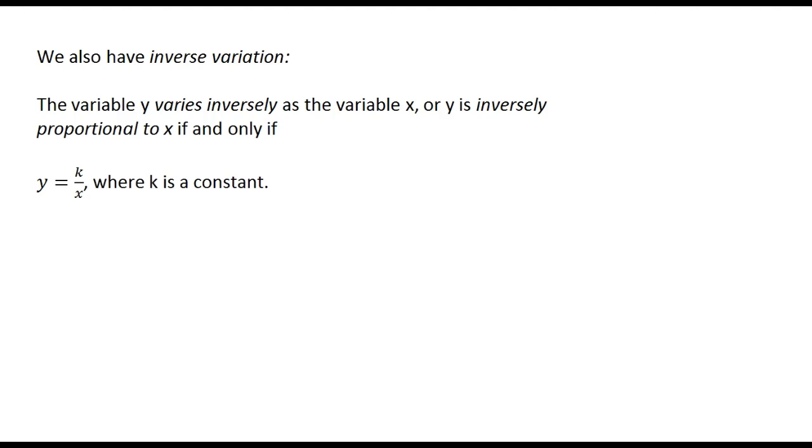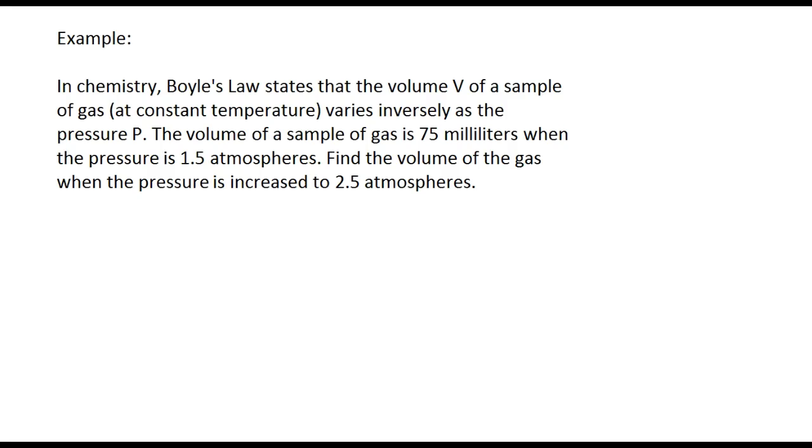In addition to direct variation, you can also have inverse variation. Remember that with direct variation, y was k times x. In inverse variation, y is k divided by x. You're going to see the words varies inversely or is inversely proportional to whenever you're dealing with this situation. Here's a famous example of inverse variation. In chemistry, Boyle's law states that the volume V of a sample of gas at constant temperature varies inversely as the pressure P. So we can say that V is K divided by P.